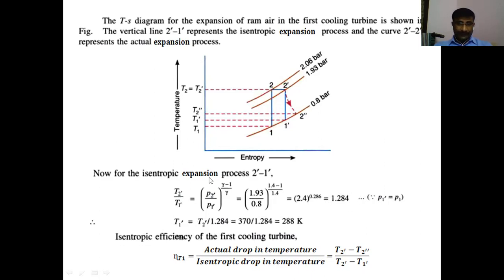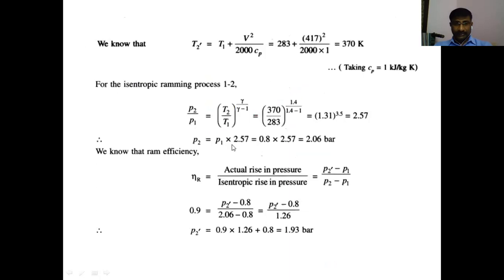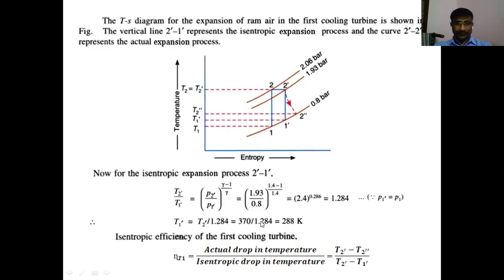From this equation, how to get T1 dash? T1 dash is equal to T2 dash divided by 1.284. T2 dash is the temperature calculated as 370 kelvins. That is 370 by 1.284. We will get 288 kelvins. This is the temperature after the isentropic expansion in the first cooling turbine.